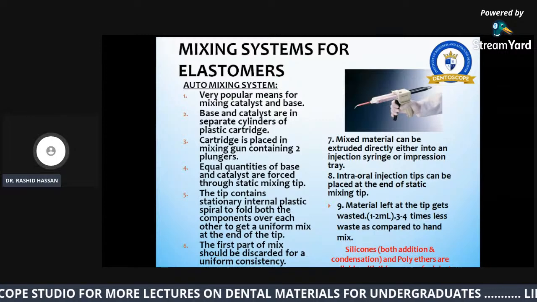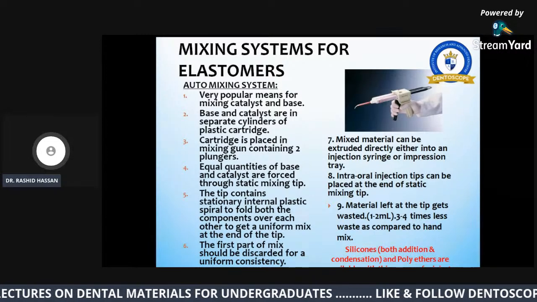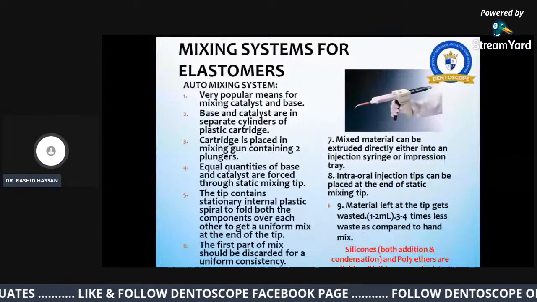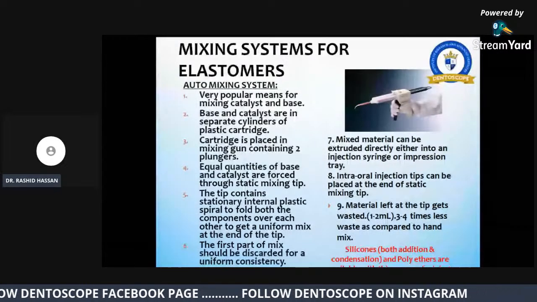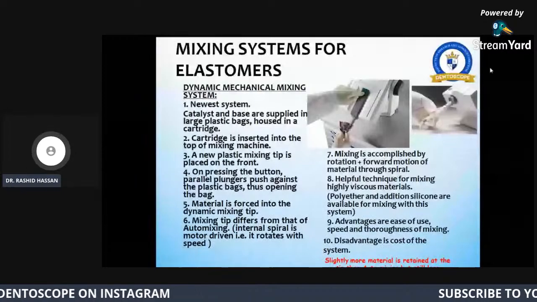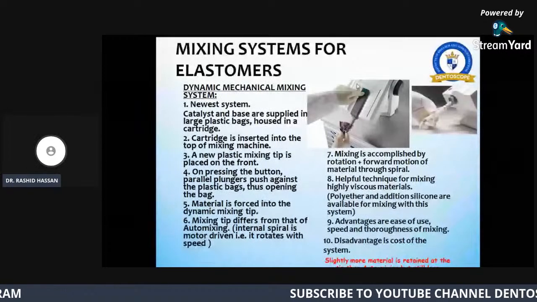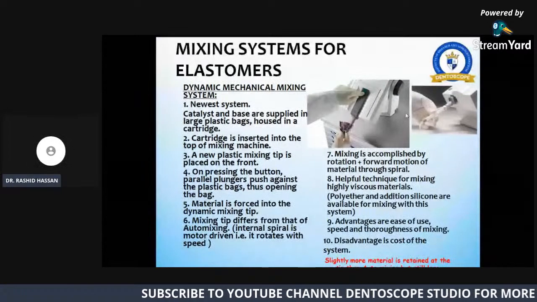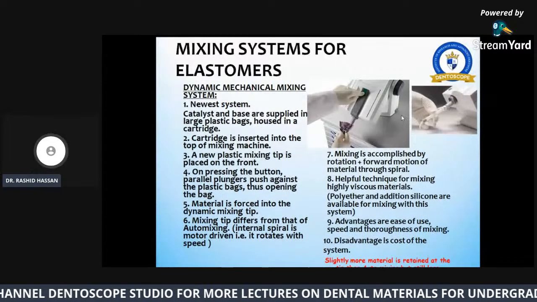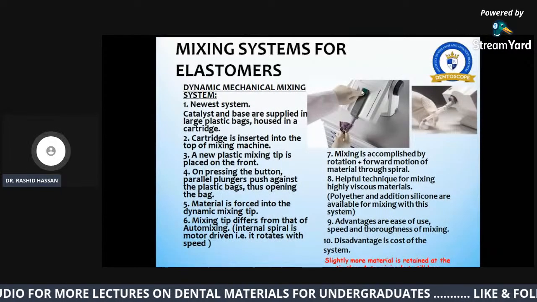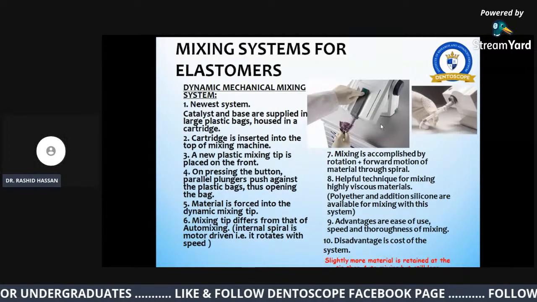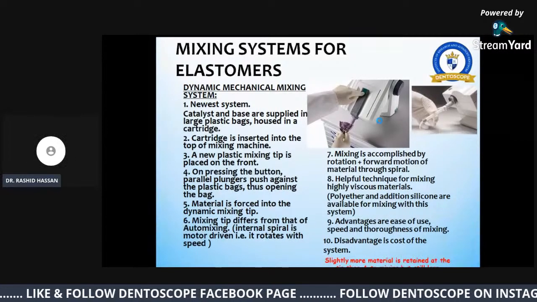Now let's move on. Silicones, both addition and condensation, and the polyether are available to be mixed by this method. Then the third one, the dynamic mechanical mixing. Well, this is the most expensive of all the mixing methods, and not everyone has this mechanical mixing machine because it is very expensive, and it adds to the cost of your dental impression. So we just prefer this one.